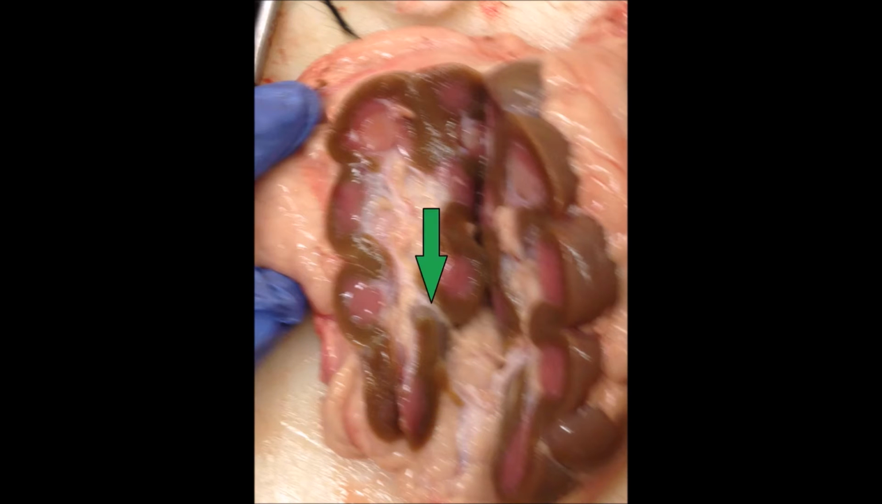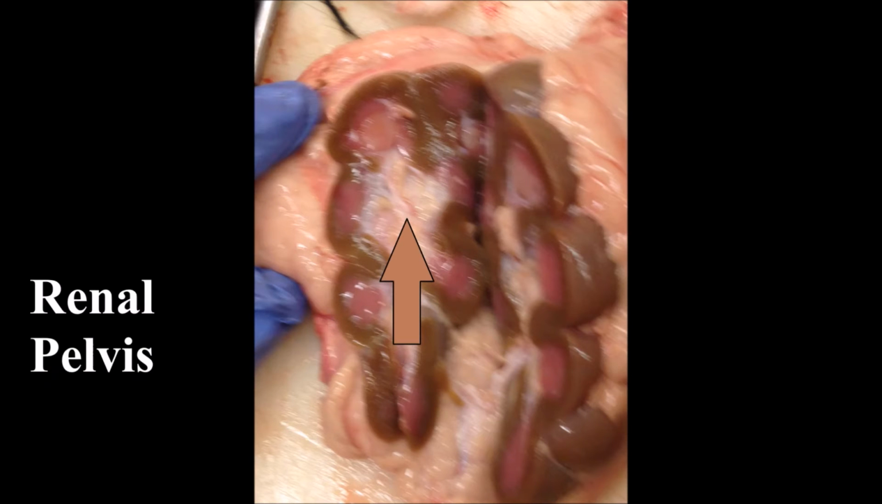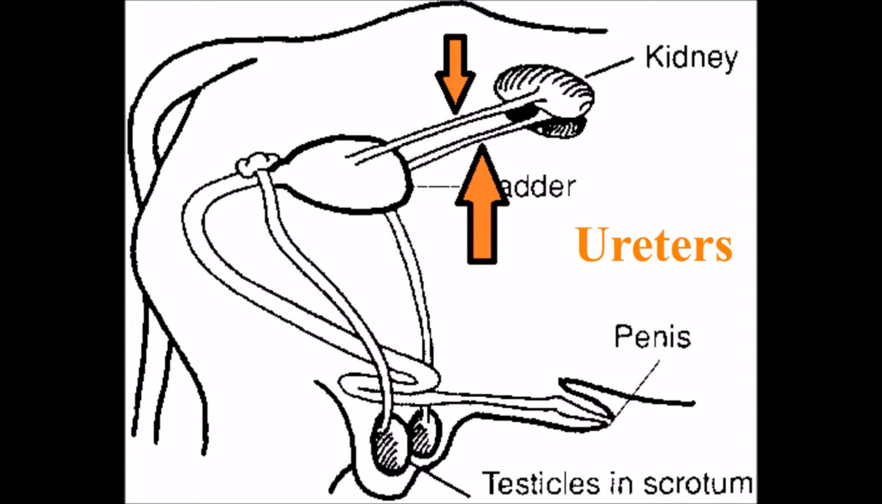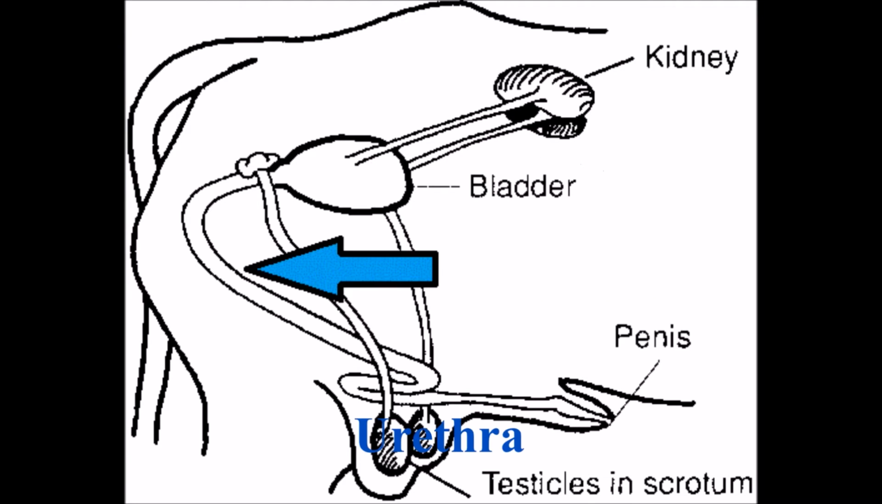The urine that filters out from the blood flows from the medulla to the minor calyx and then to the major calyx. These then lead to a larger area called the renal pyramid, which then goes into the renal pelvis, where urine then leaves through the ureters that descend to the bladder, where the urine is stored until it is expelled through the urethra to exit the body.